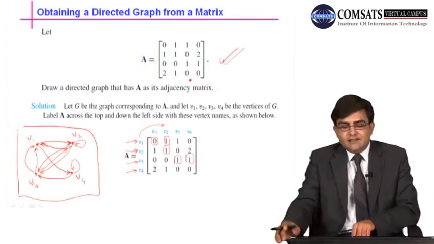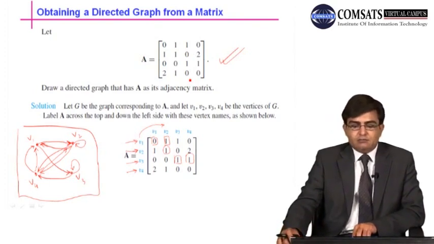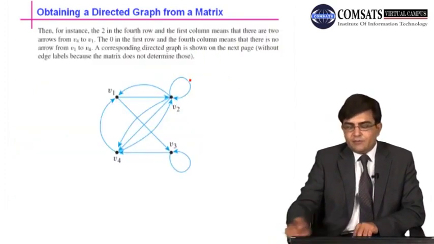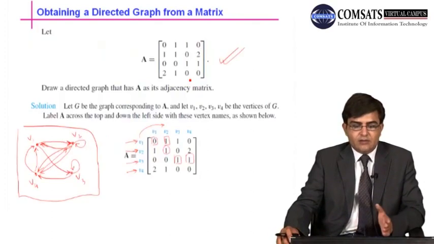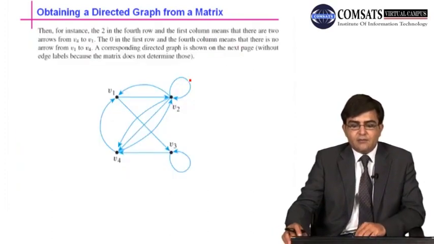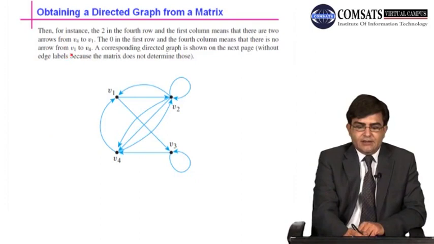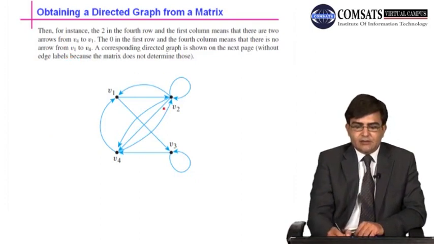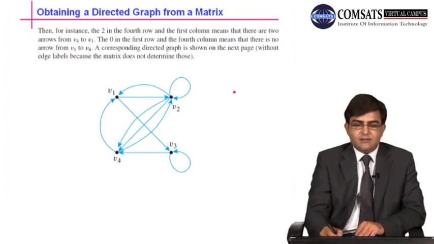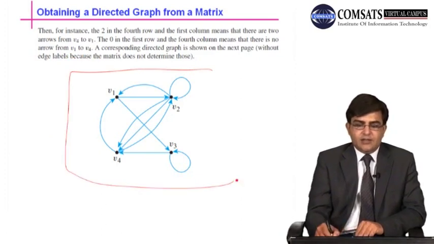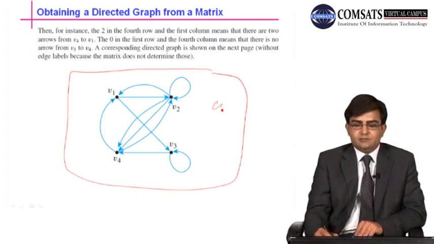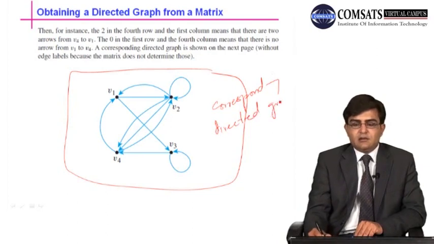This is basically the adjacency matrix. So this is basically the same as we have constructed here, except the direction we must have this. Okay, this is basically the corresponding directed graph.